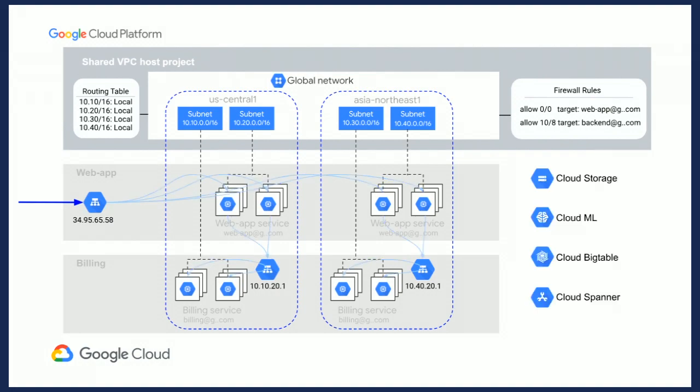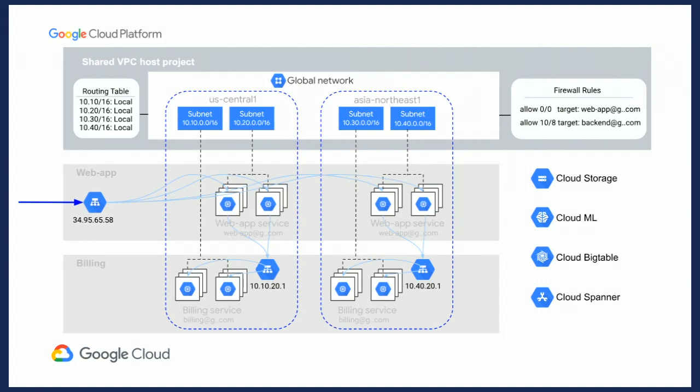You can then associate firewall rules with the VPC in order to restrict traffic within the VPC. Now, due to the global nature of our network, you also get access to Google-managed API services like cloud storage, machine learning, big table, spanner, and many others. So you don't need to assign public IPs to the VMs in order for you to be able to access those services.